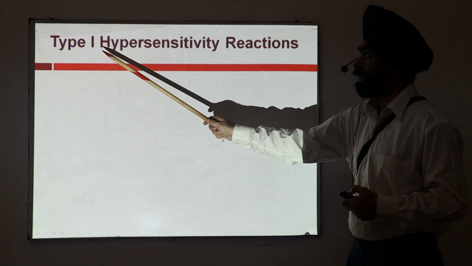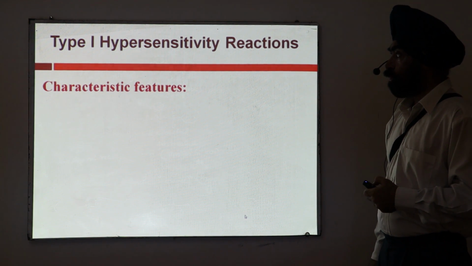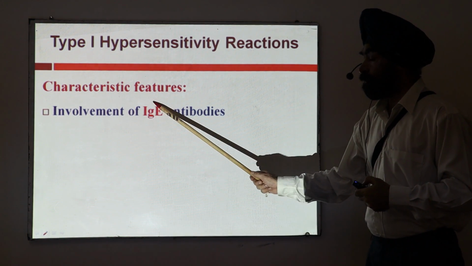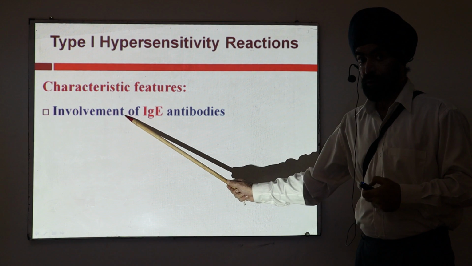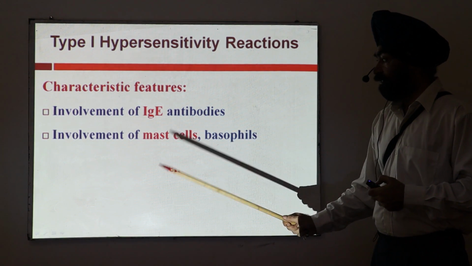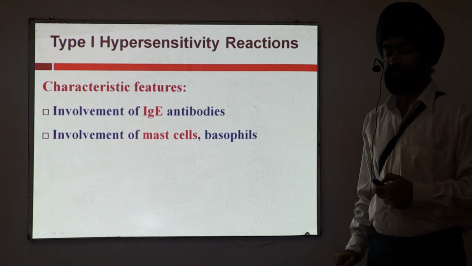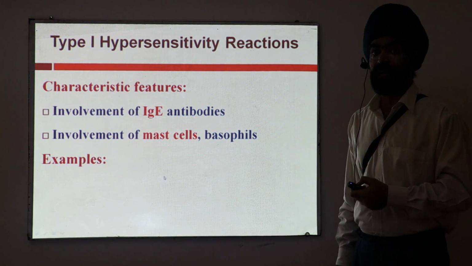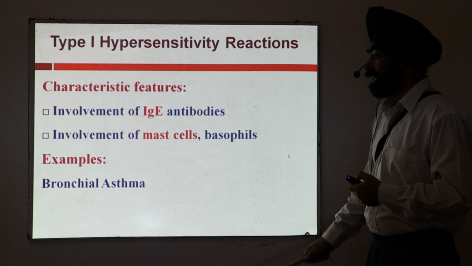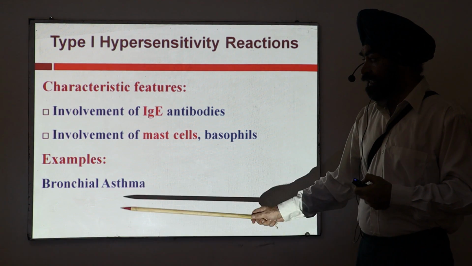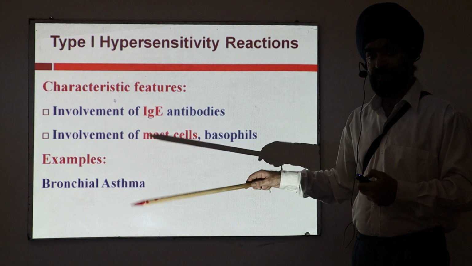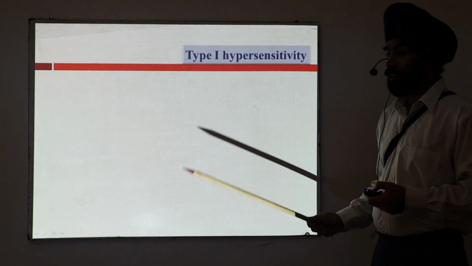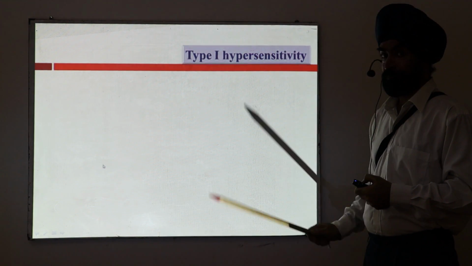First of all, coming down to type 1 hypersensitivity reaction. The typical characteristic features of these hypersensitivity reactions include involvement of IgE antibodies, a very important factor. Second, involvement of mast cells, basophils and eosinophils, particularly the mast cells. What are the examples of type 1 hypersensitivity reaction? An example is bronchial asthma. The details of bronchial asthma you can see in a link given in the description section. Now we will study the different steps involved in the type 1 hypersensitivity reaction.